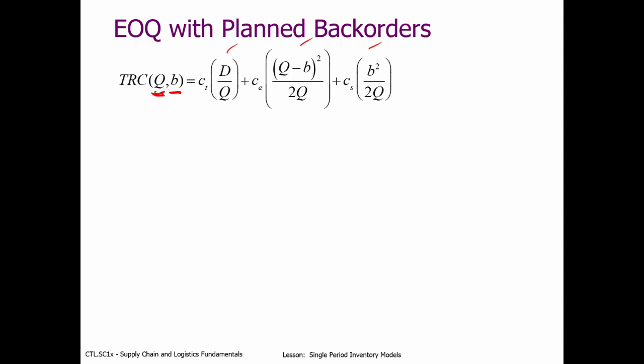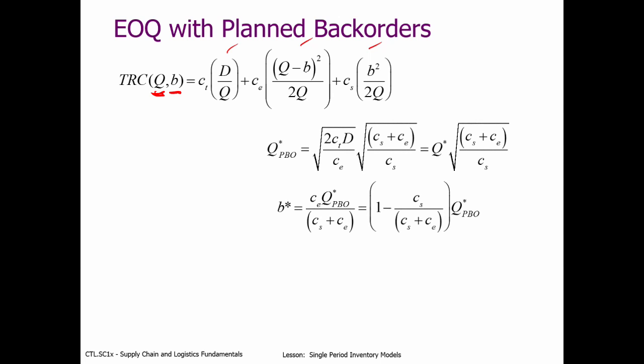It's a continuous function, so how do we find the minimum value for this? We take first order conditions, set them equal to 0. Since I have two variables, I've got to use partial derivatives. A full derivation is attached in a PDF to this unit if you want to see that, but the end result is what's important. So we end up with optimal forms for the Q star PBO.